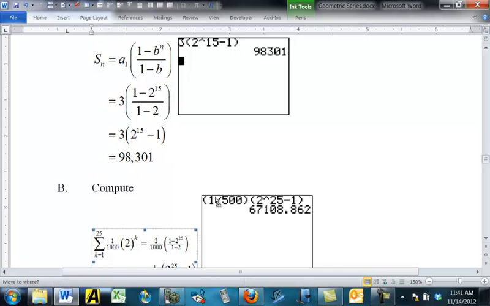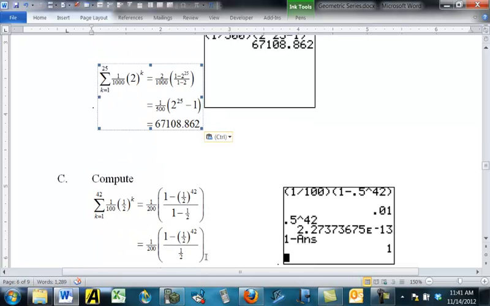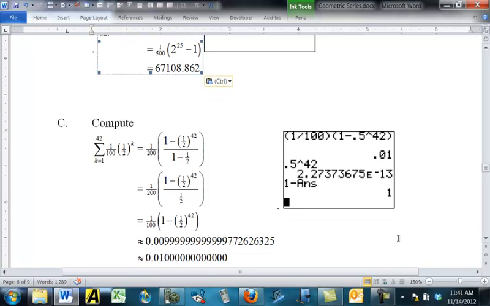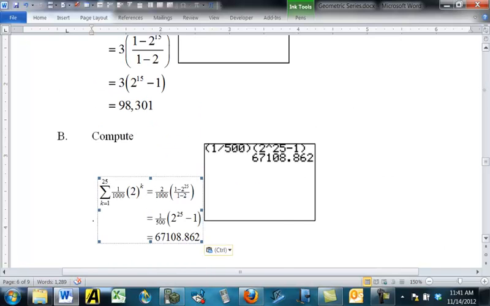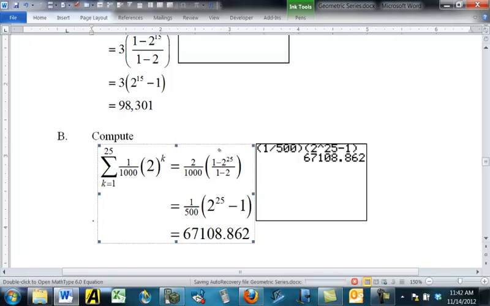In the next example here, I have the sum from k equals, let's see, that's A. Where's B? Here's B. Okay. I want to take this one, and I've got the sum from k equals 1 to 25 of 1/1,000 times 2 to the k. So we're going to use the same formula, but this time we need to figure out what the first term is. So I need to plug in k as 1. k is 1 gives me a 2 here, so I get 2 over 1,000 for the first term.